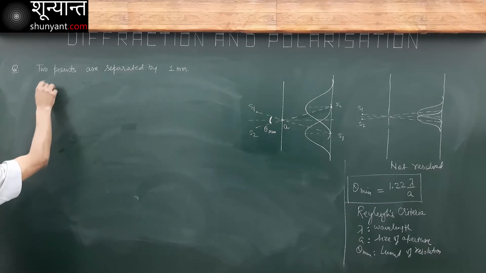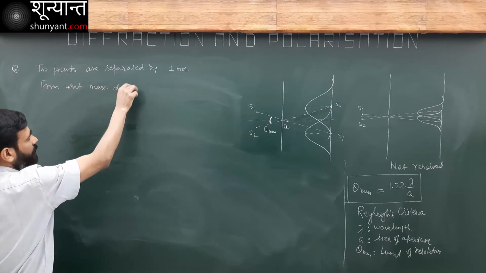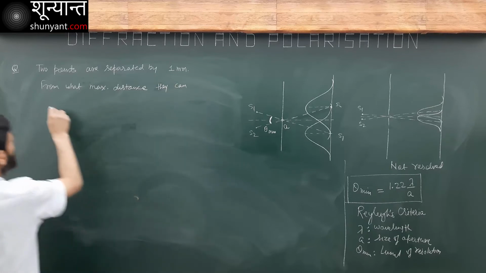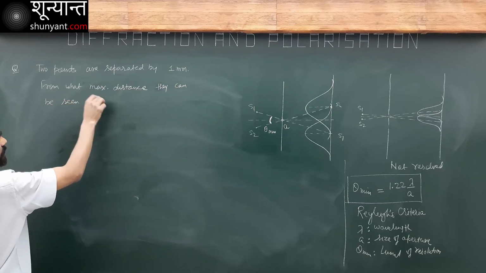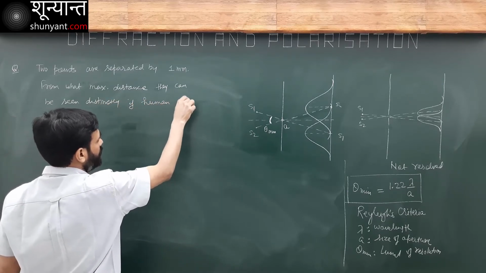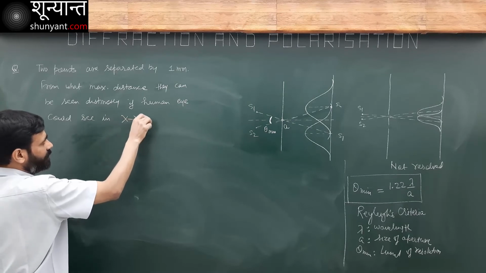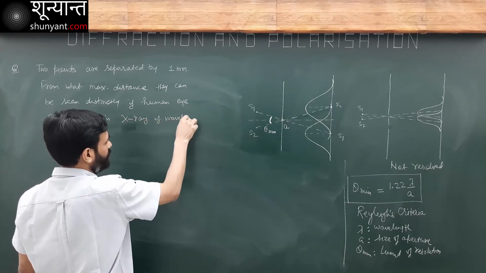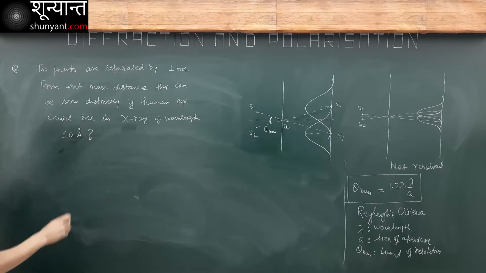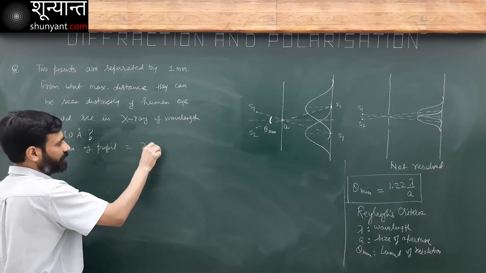From what maximum distance can they be seen distinctly if the human eye could see in X-ray of wavelength 10 angstrom? The diameter of the pupil, let's keep the same value, is 2 millimeter.